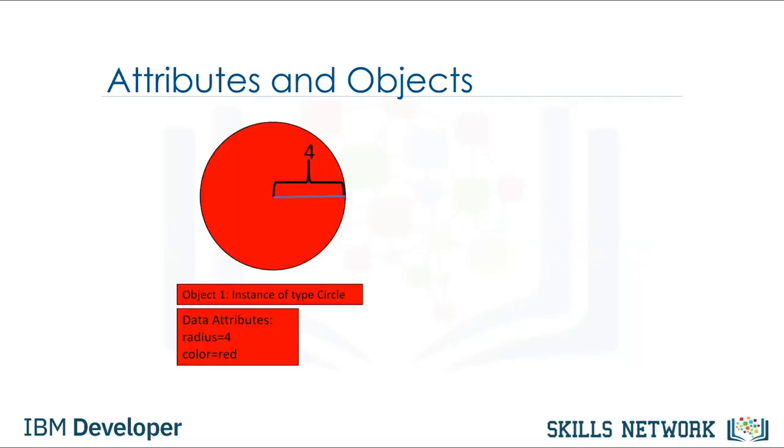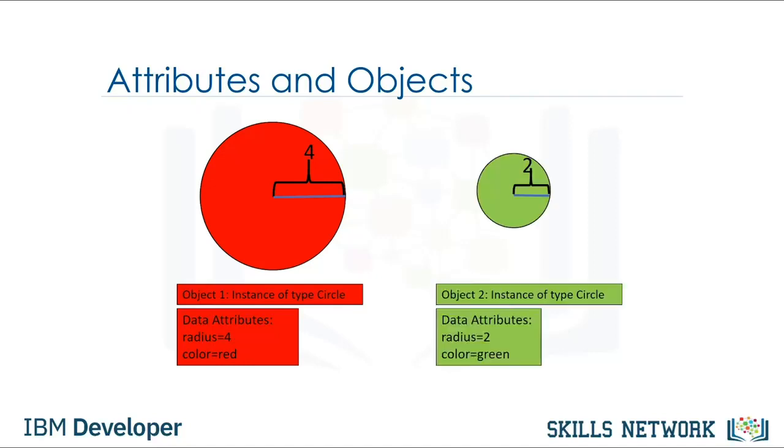We can create an object that is an instance of type circle. The color data attribute is red, and the data attribute radius is 4. We can also create a second object that is an instance of type circle. In this case, the color data attribute is green, and the data attribute radius is 2.